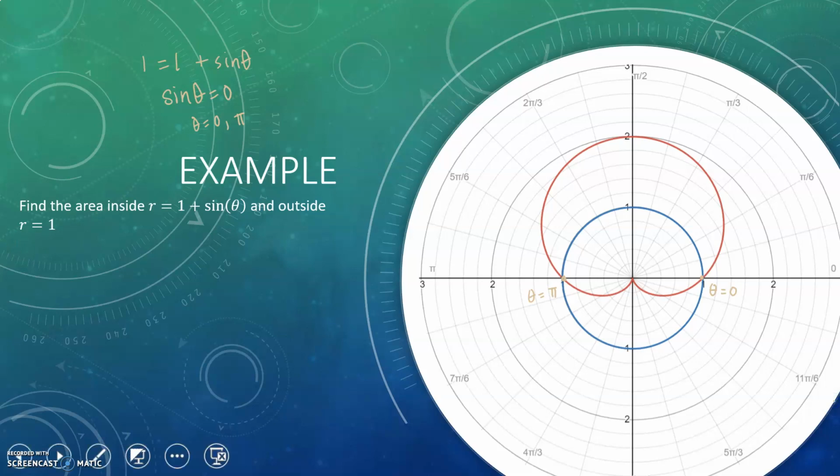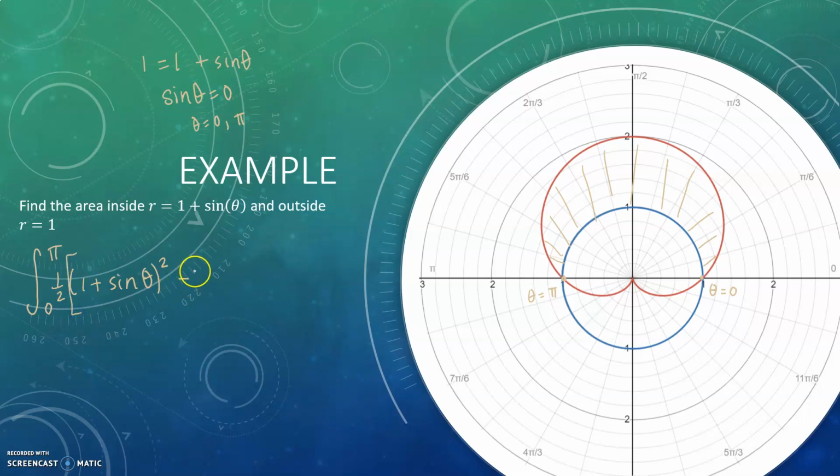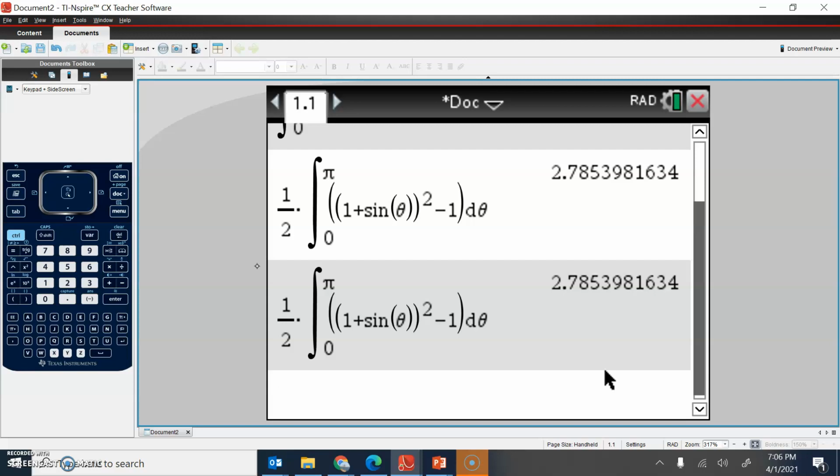And we are, in this case, going to be subtracting because we're trying to find inside the cardioid and outside the circle, so we're trying to find this region. So we're going to do the integral from 0 to pi of 1/2, and we're going to do the cardioid first. Minus 1. And the area, so we would for sure be using a calculator to find the area, and so it looks like the area is 2.785.